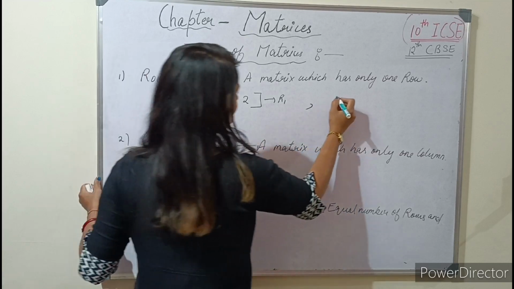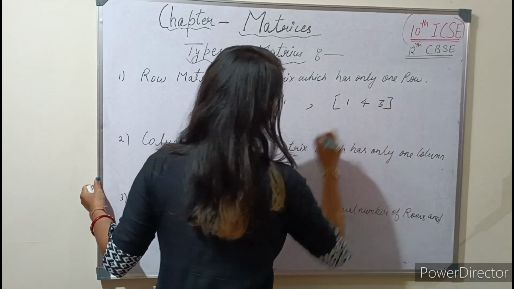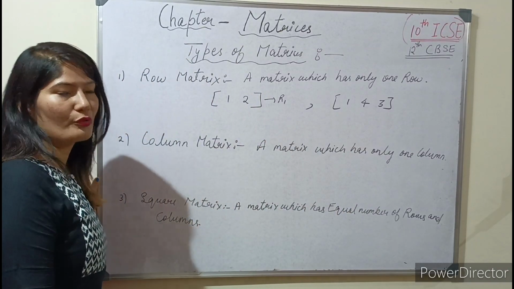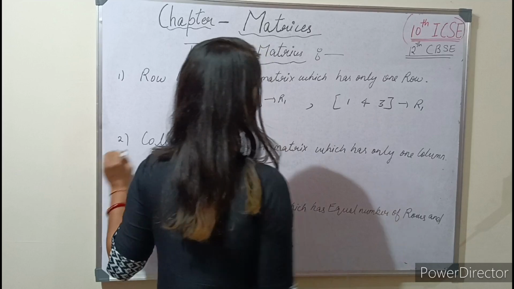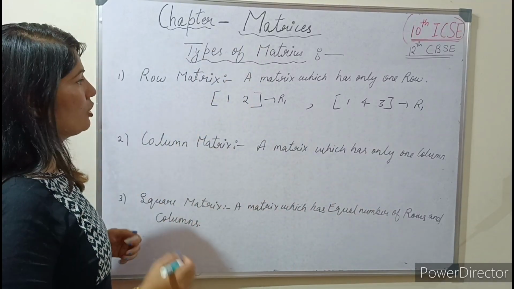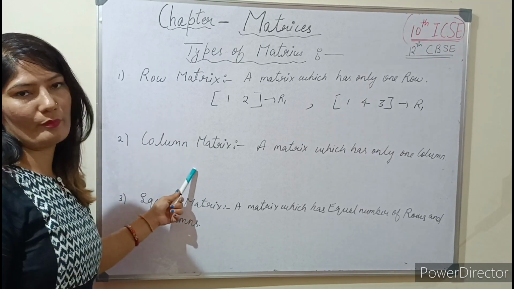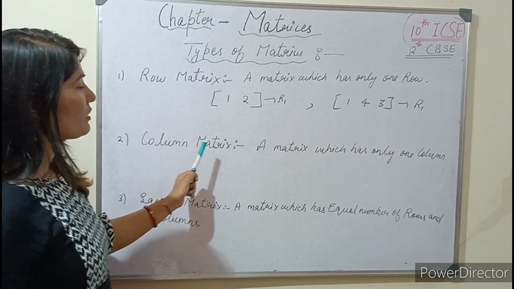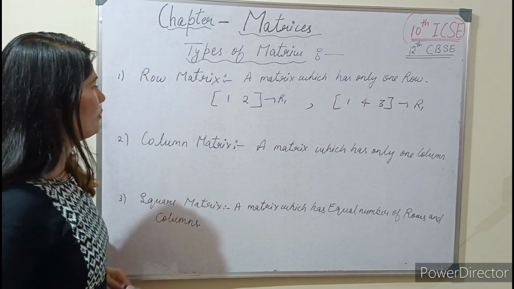Another example. So again this matrix is also row matrix because it has again 1 row. Right. So it's very easy. A matrix which has only 1 row is known as row matrix. Now moving to the next type of matrix, that is column matrix. So here a matrix which has only 1 column is known as column matrix.